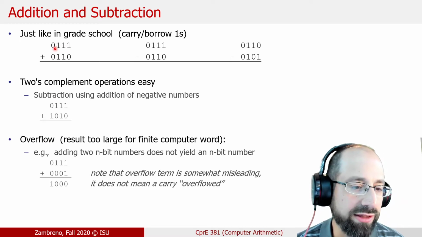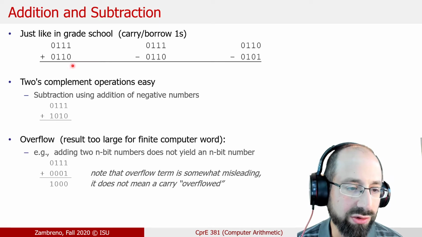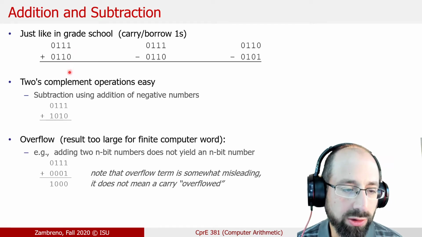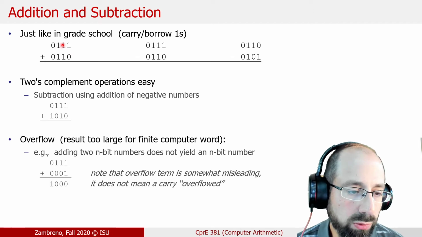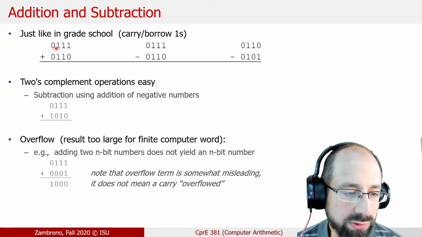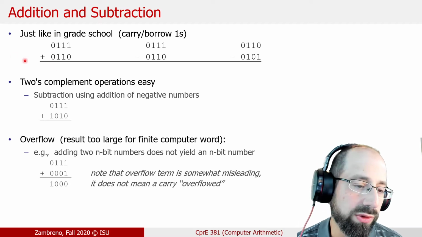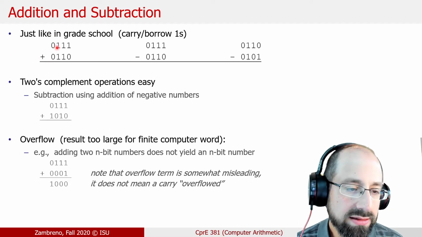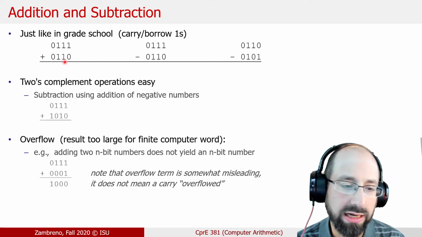But if we want to add this value, and this would be 7 plus 6, let's say this is an unsigned value here, we would take 1 plus 0, get a 1 with 0 carry. 1 plus 0 is 1 with no carry. 1 plus 1 is 0 with a carry. 1 plus 1 plus 1 is 1 with a carry. And then we get 1 plus 0 is a 1 with no carry. So we wind up adding 7 plus 6, and we get 1101, or 13, back out. So the math does work as expected.